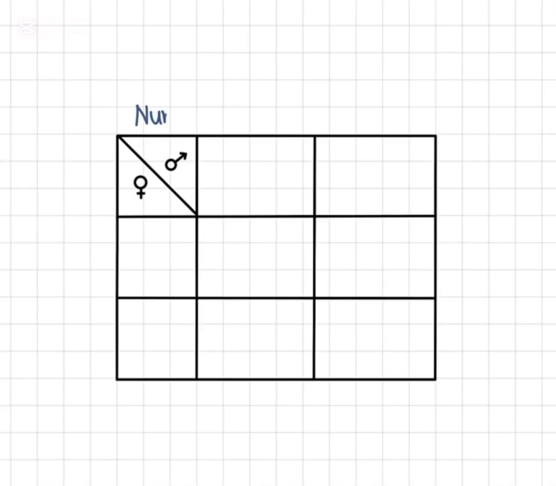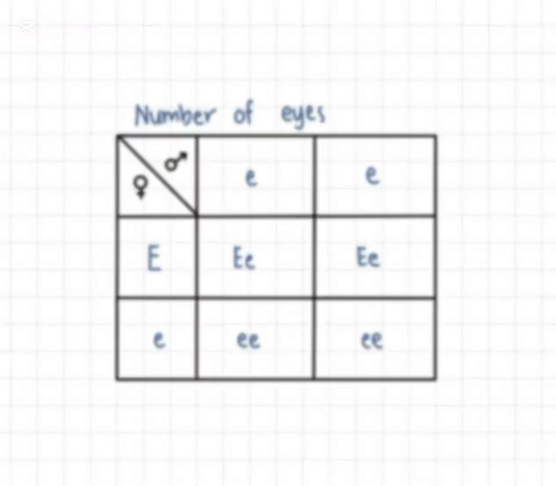This is the Punnett square for the number of eyes. We know the genotype of the father is little e, and the genotype for the mother is big E, little e. When we complete our crossing of alleles, we observe a 1-to-1 ratio of big E, little e, which codes for 2 eyes, and little e, which codes for 1 eye.